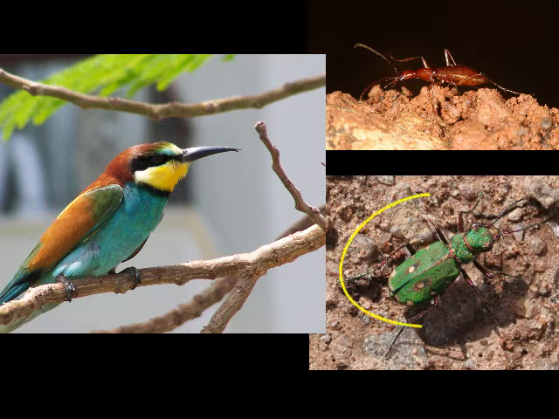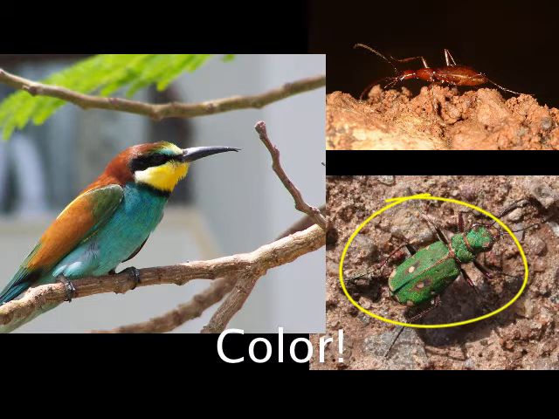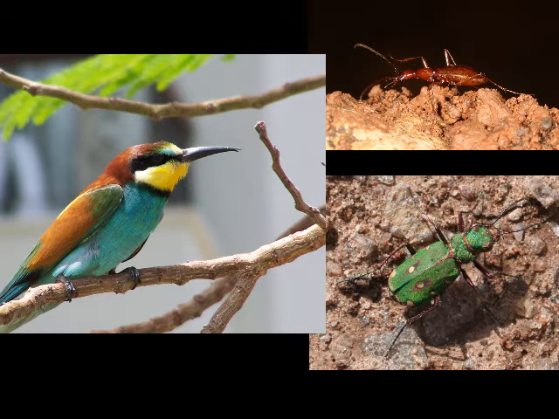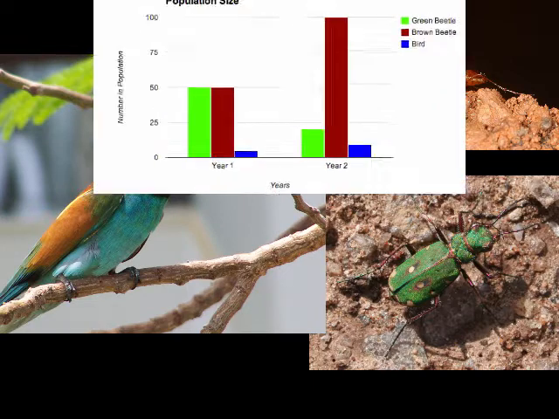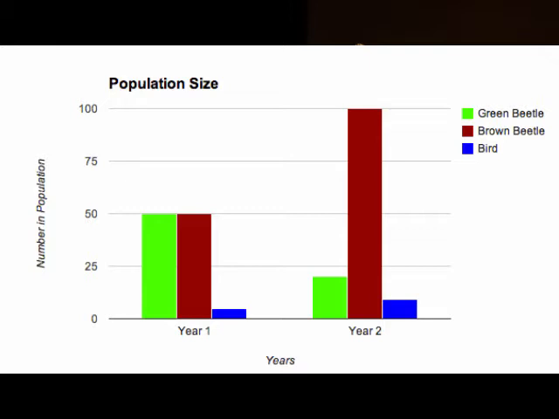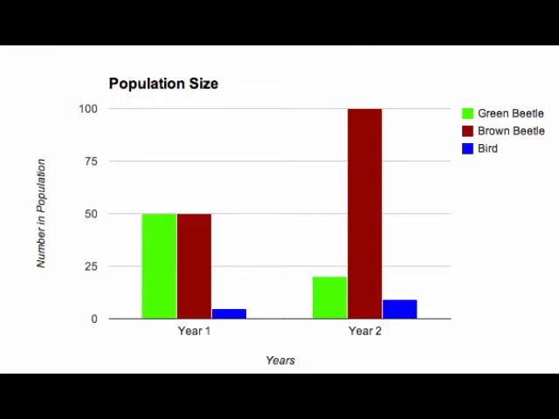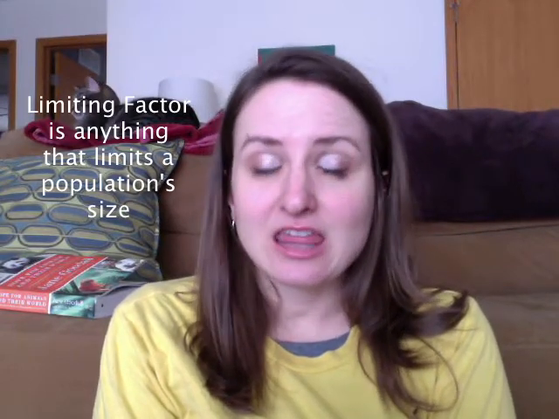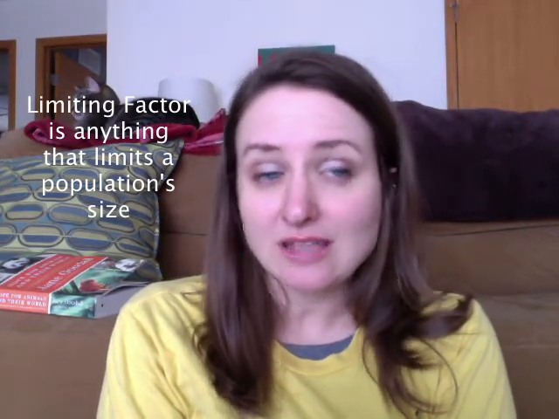If we look carefully, we can see that the green beetle stands out much more than the brown beetle, which would then cause there to be less numbers for the green beetle, and their population numbers would be less than the brown beetle. And so if there were an increase of the birds, that would be considered a limiting factor. A limiting factor is simply anything that limits a population's size.